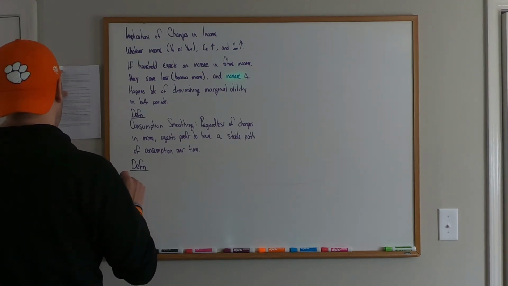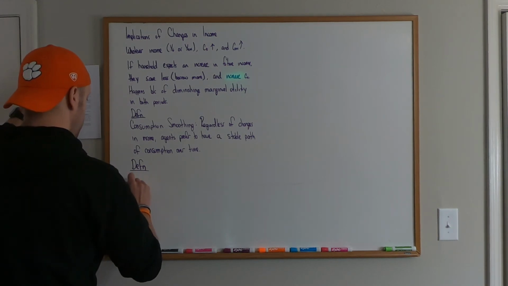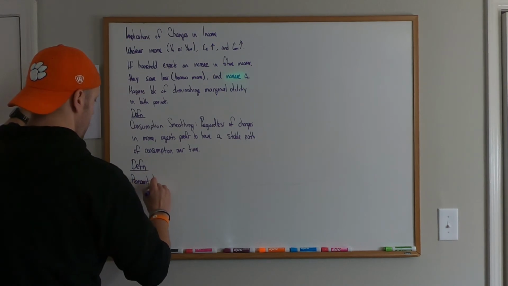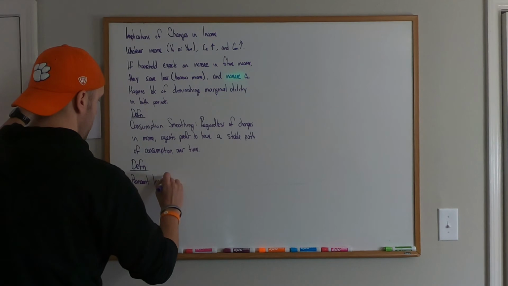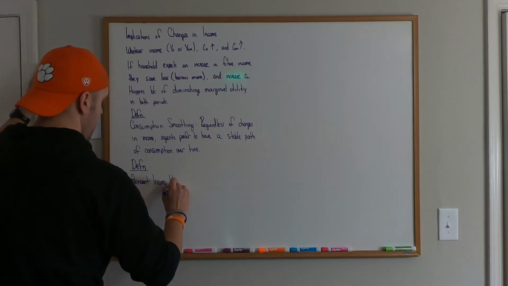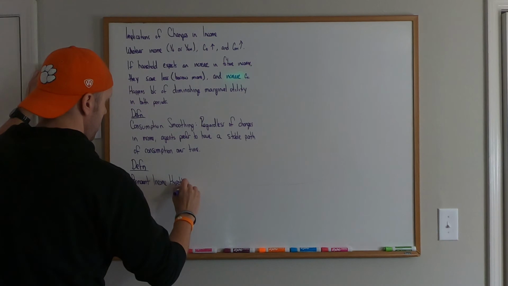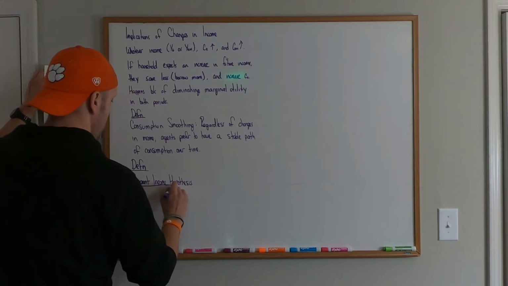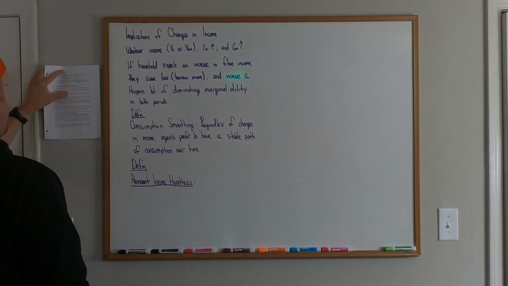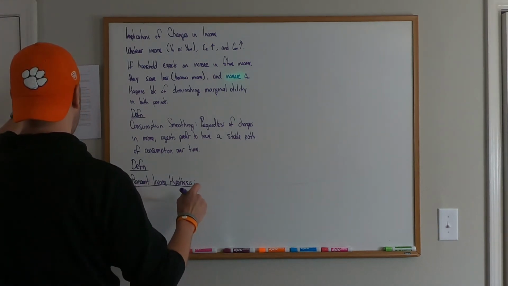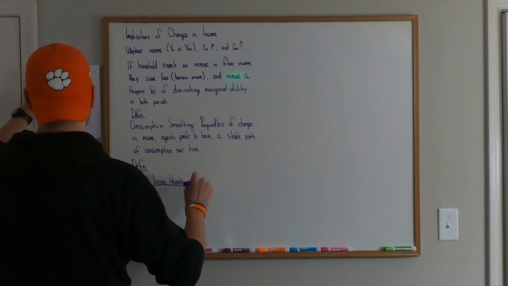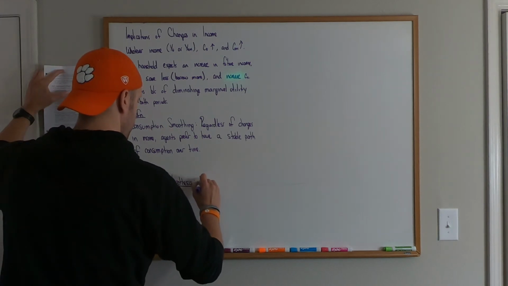And he came up with something called the permanent income hypothesis. And this, I believe, I could be wrong, I am sure I will be fact-checked by YouTube or Snopes or whoever. This permanent income hypothesis is a hypothesis that was hypothesized by Milton Friedman.